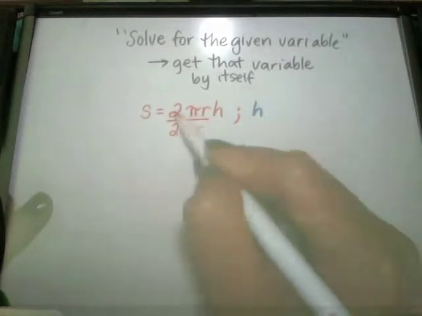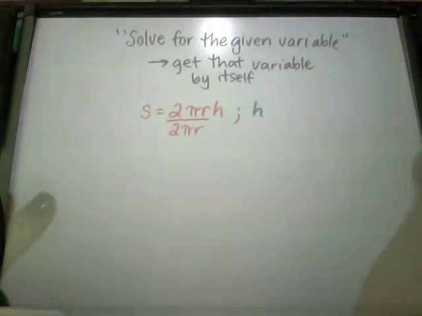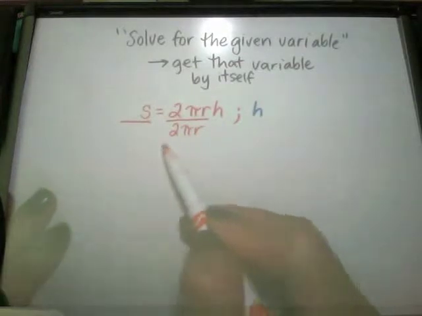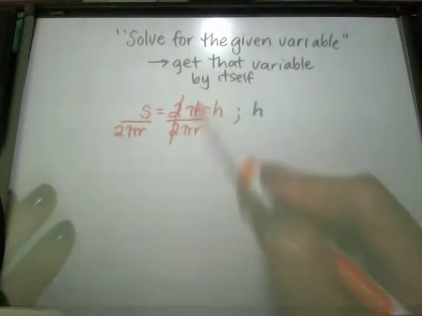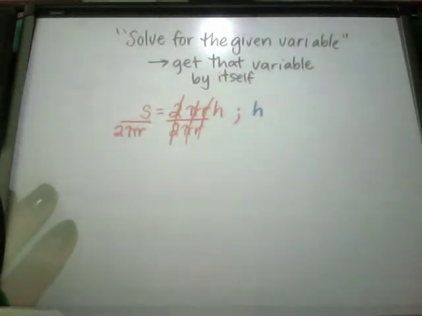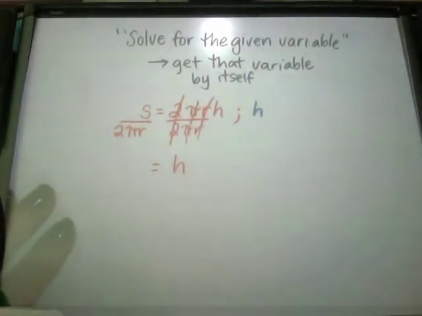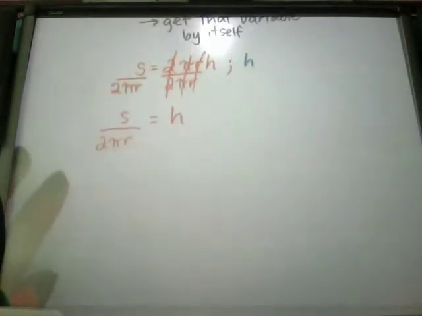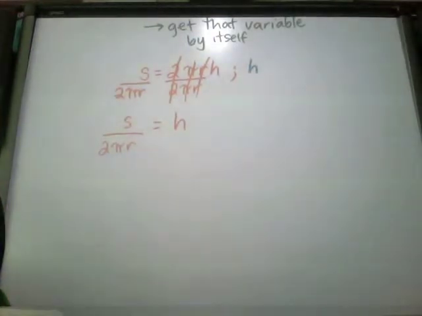Now again, because all of these three items, 2, pi, and r, are all being multiplied, I can do it all at once. I'm going to show you an example in a minute where you can't do it all at once, but this is a simple one to get us started. If I divide by 2 pi r on the right side, I have to divide by 2 pi r on the left side. These all cancel each other out. Technically, they each equal 1. 1 times 1 times 1 times h is just 1h. And I have it by itself. We have solved for h. That's all it means. You're not going to find out what h equals in a number form. You're still going to have these variables.